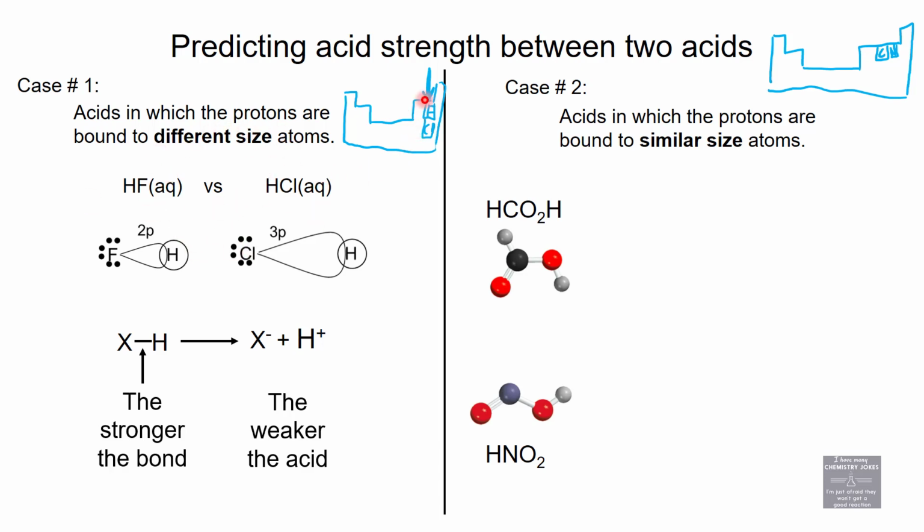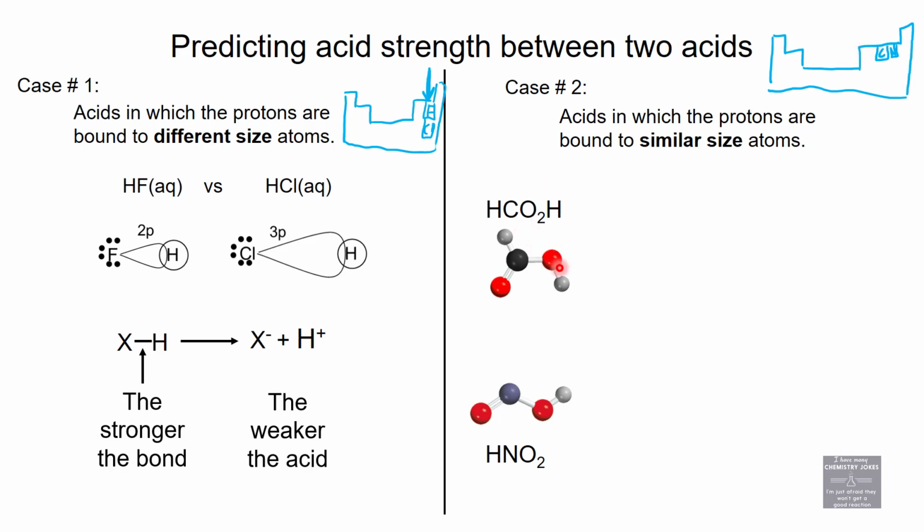So case number 1, different sized atoms, is when you're comparing something in a group: a period 2 versus a period 3 element, a period 3 element versus a period 4 element, that kind of thing. Atoms in the same period have similar radii. So carbon, nitrogen, oxygen, fluorine all have similar radii. So when they have similar radii, it's about electronegativity.